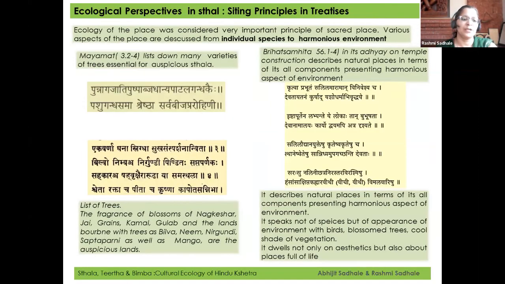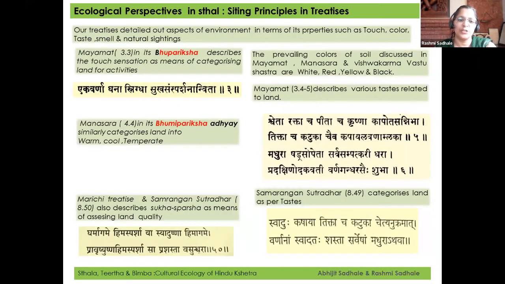The principles from the treatises speak not only about the flowering trees, blossoms, birds, animals, and insects individually, but they speak about the environment as a whole, the ecosystem that is full of life. This environment is perceived in terms of sightings and also through the sensory aspects of touch, color, smell, and taste. When there is a reference to Sukha Sparsha, there is a description of Varna.